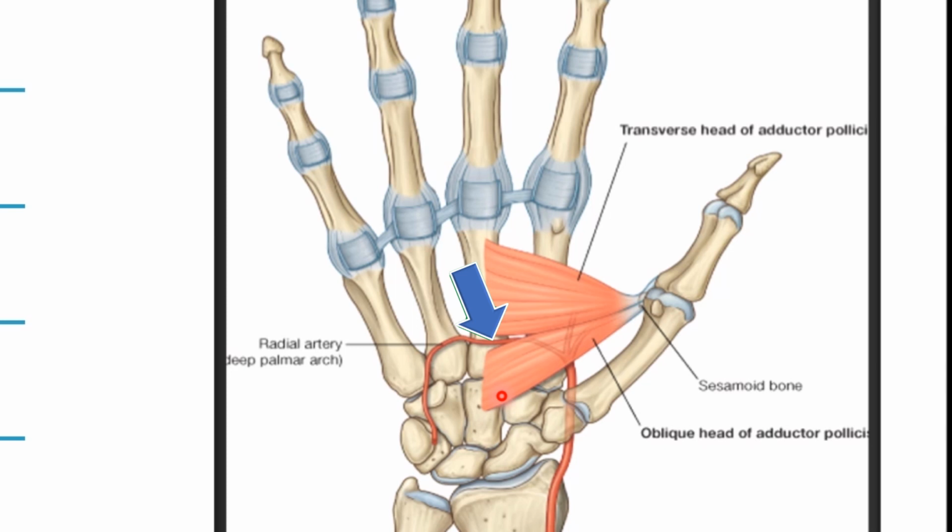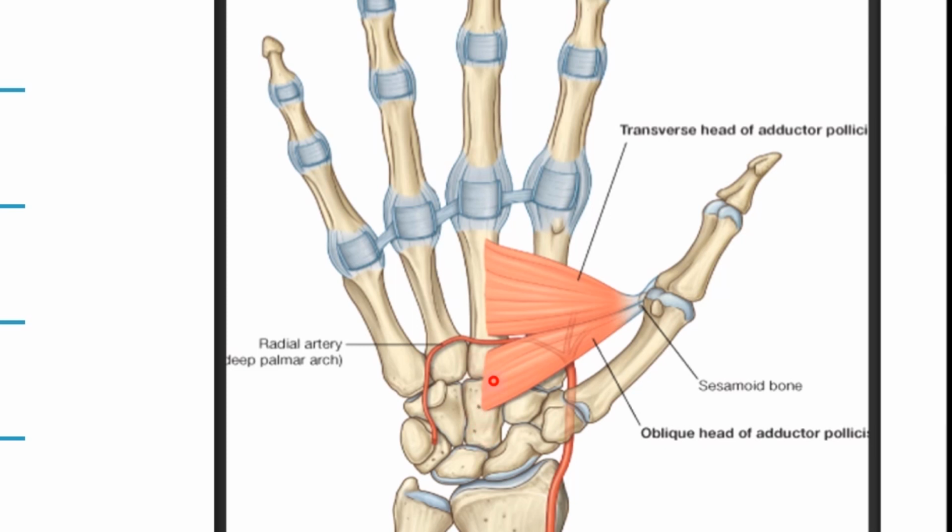Now for the origin, this oblique head picks origin from one, the capitate here, and then two, the bases of the second metacarpal bone, and then this is the third metacarpal bone. So these three bony landmarks will give origin to the oblique head of the adductor pollicis. One here is the second metacarpal, two here is the third metacarpal, and three here is the capitate.